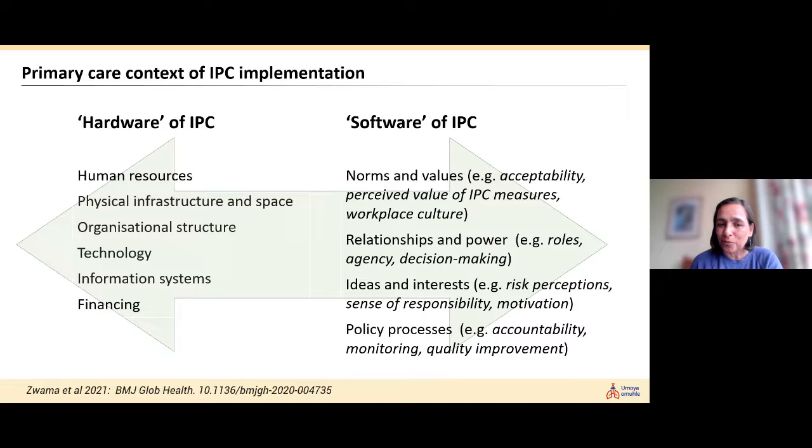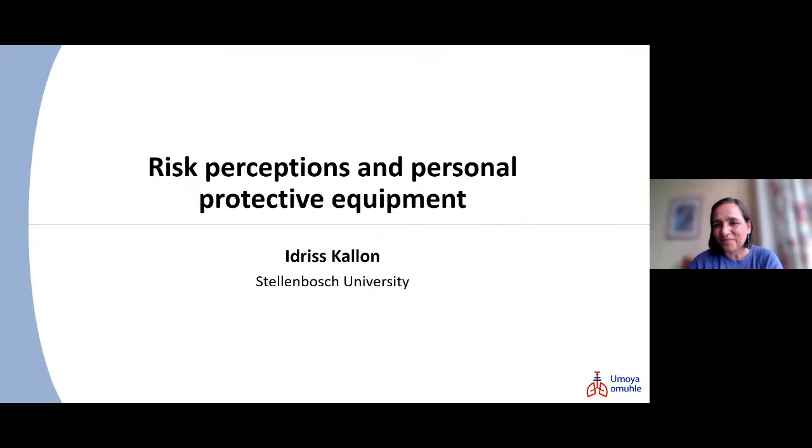Idris will first speak about the work that was conducted on mask wearing and the context of mask wearing and risk perceptions. And then Hayley McGregor will discuss examples of ventilation and patient flow. So over to you, Idris. Thank you so much, Karina.